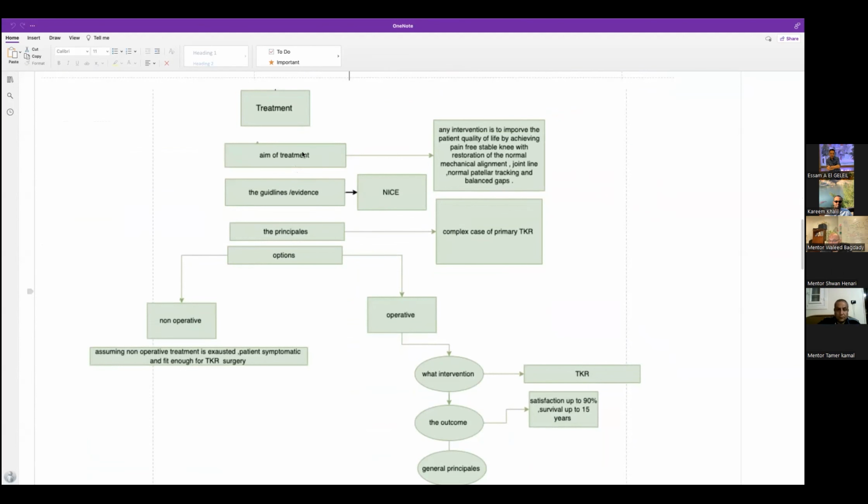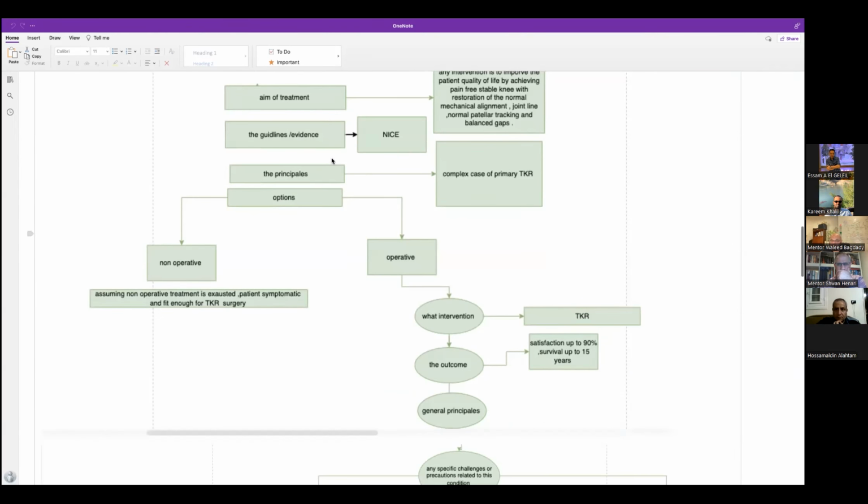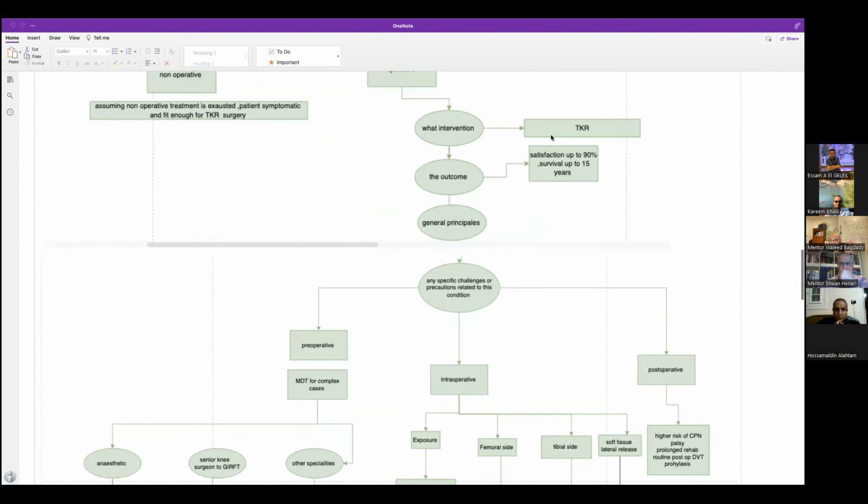What is my aim of treatment? This is a complex case. This is very complex. My aim of treatment, any intervention, is to improve the patient's quality of life. I need to achieve a stable knee, restoration of the joint line, coronal alignment with balanced gaps, and normal patellar tracking. The guidelines are the NICE guidelines about primary joint arthritis. The principle, this is a complex primary knee replacement. I will aim for the outcome of 90% survival up to 15 years.